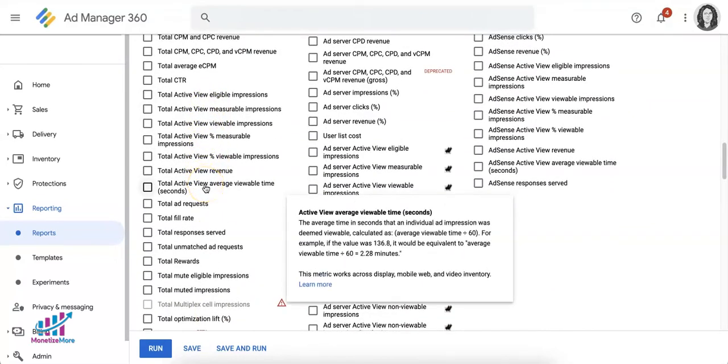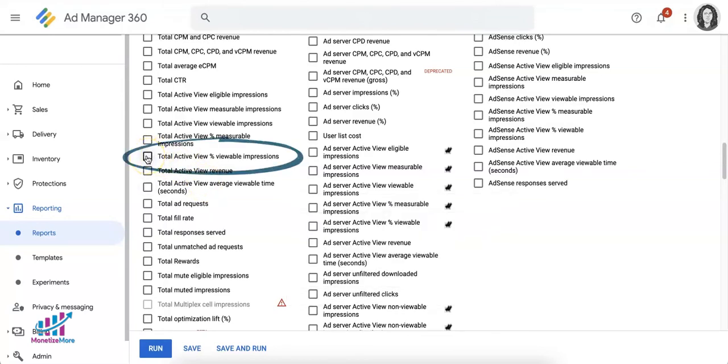To make sure of the percentage of viewable impressions, you always choose Total ActiveView percentage viewable impressions and then run the report.